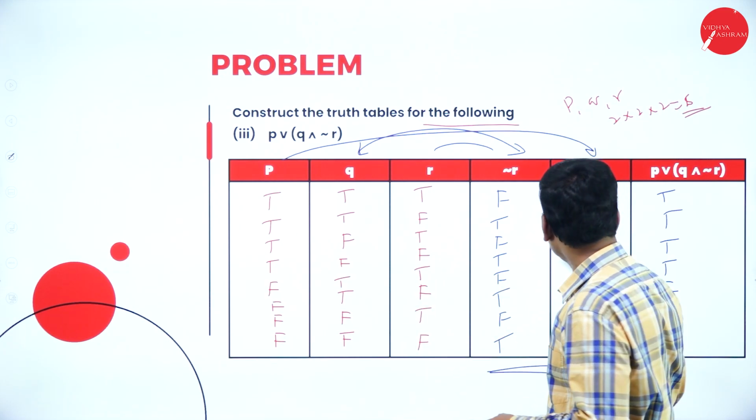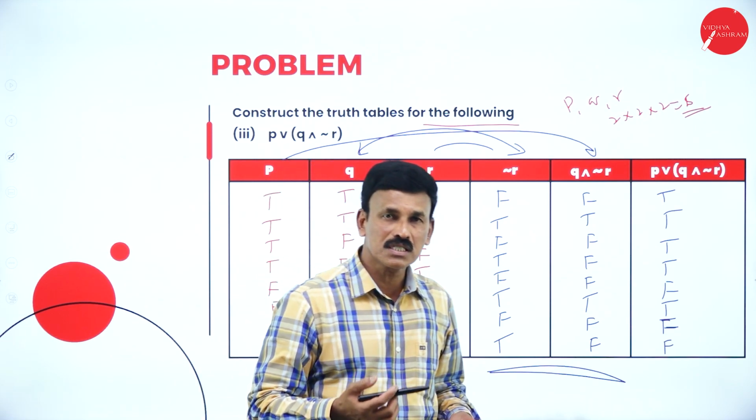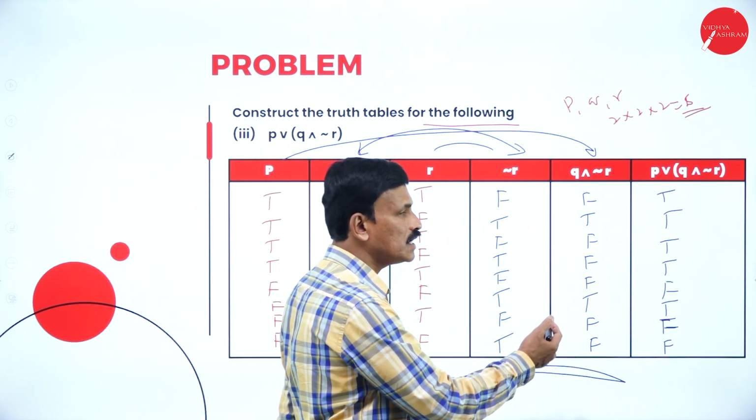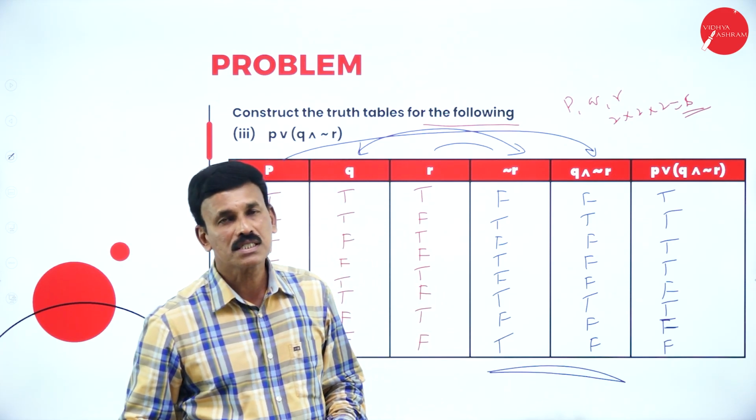At the end, if you get all the values as T, then it is a tautology. If all the values are F, then it is a contradiction. If it is a mix of T and F, then it is neither a tautology nor a contradiction. That we will discuss in the next class.